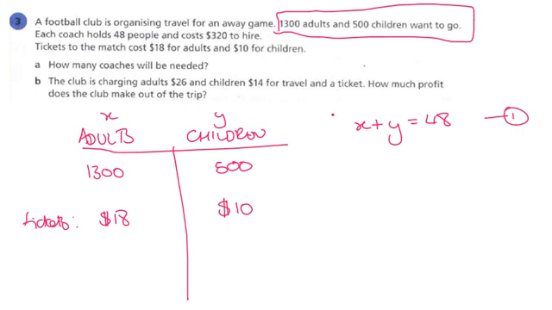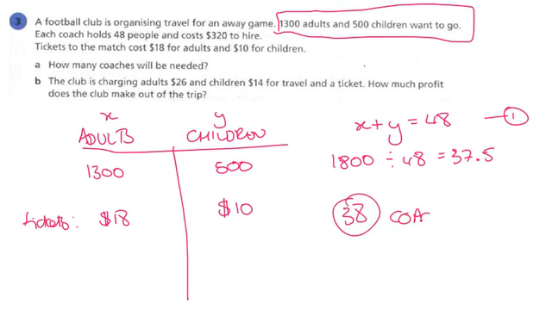In total, we've got 1,300 adults and 500 children. So we've got 1,800 people. And each coach holds 48 people. So 1,800 divided by 48 will be 37.5. You can't have half a coach, which means we need 38 coaches. It just means we're going to have empty seats in one of the coaches.